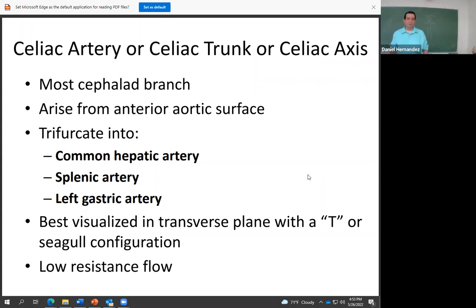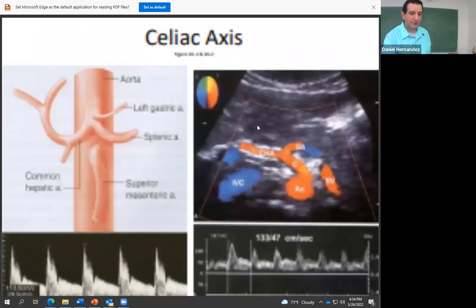When we're imaging this, we can best see it in our transverse plane, and this will form what looks kind of like a T, or you might hear it referred to as a seagull sign or a seagull configuration. It looks like the wings of a seagull branching off. The Doppler characteristics of the celiac artery are going to be a low resistant waveform. Again, these waveforms get their characteristics based on where that blood flow is going.